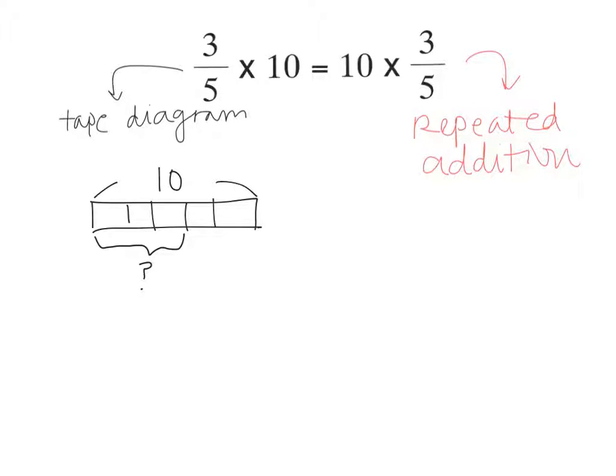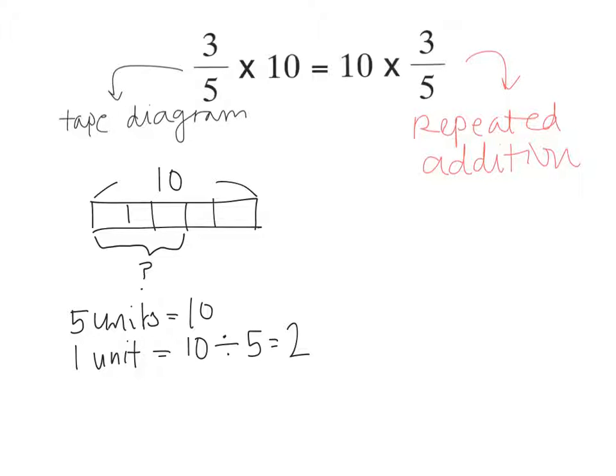How many units do we have altogether? So we can say 5 units is how long? Equals 10. So then 1 unit would be 10 divided by what? 5, which is 2. But we're trying to find how many units? 3. So next thing we write is 3 units equals 2 times 3, which is 6. Okay, so we think our answer is going to be 6.